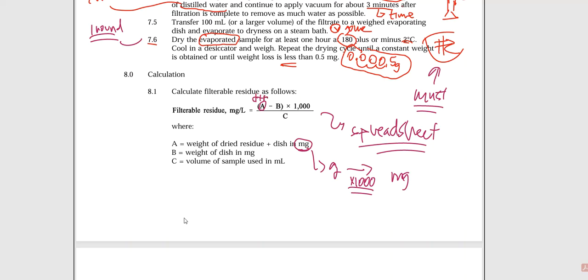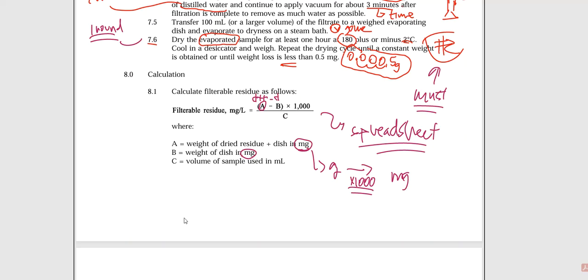It is the milligram value that's going to go in here for A, and this is the dish plus the residue. If you visually see that residue, it's the residue that is left behind. So that will be the greater number, of course. And then we're going to subtract from that B, and B is the weight of the dish in milligram. So this is just the dish only. That is it.